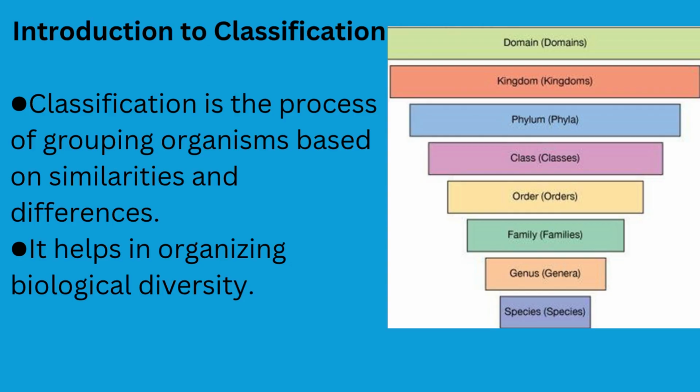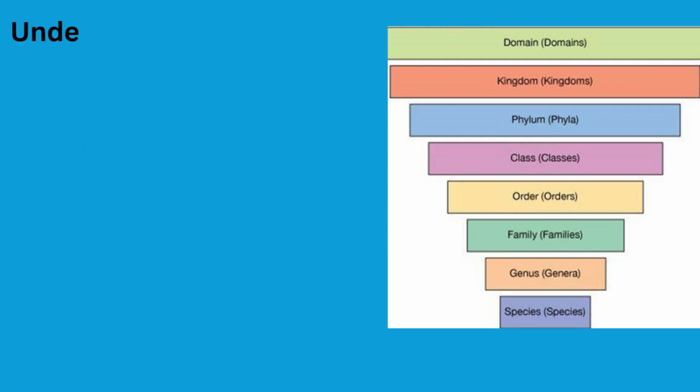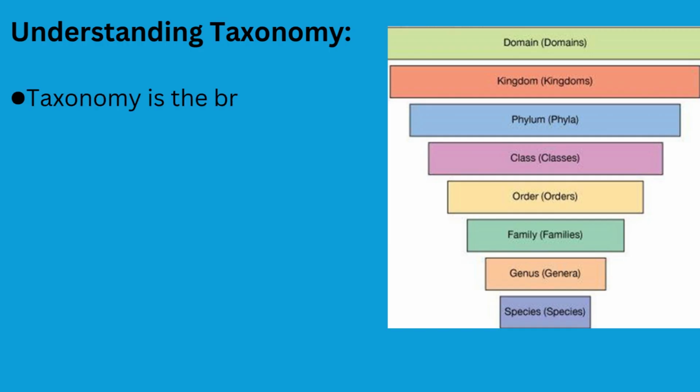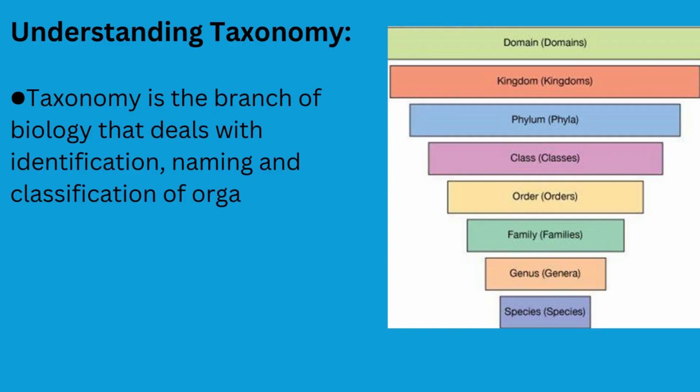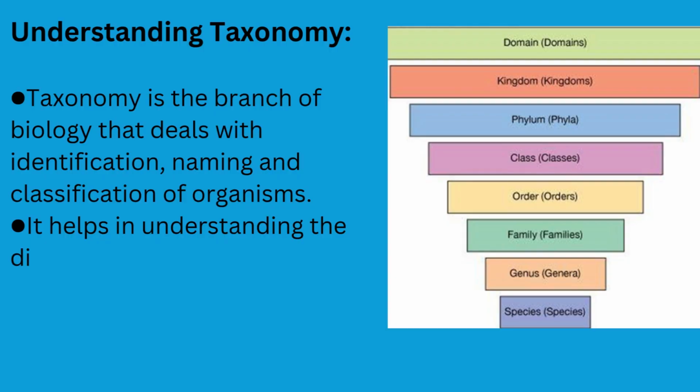So it's a process of grouping organisms based on their similarities and differences. It helps in organizing the biological diversity. To understand classification in biology, we must have an understanding of taxonomy. Taxonomy is the branch of biology that deals with the identification, naming, and classification of organisms. It helps in understanding the diversity of life.